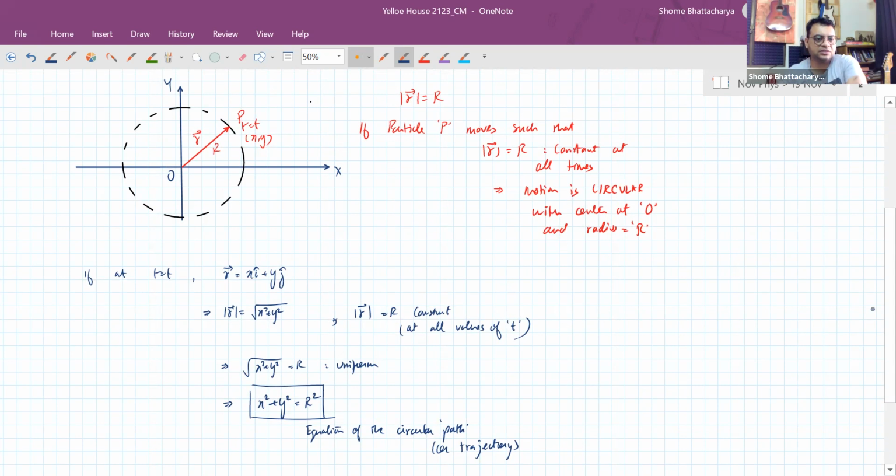So all the equations that will follow from this point will be with the assumption that we have taken our origin at the center and we have taken our xy plane as the plane of the motion. Yes, sir.